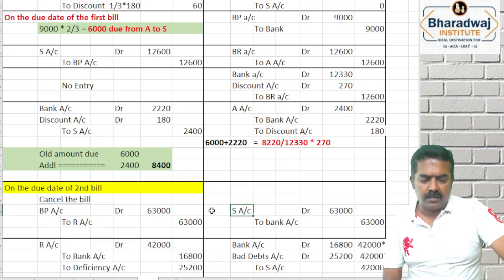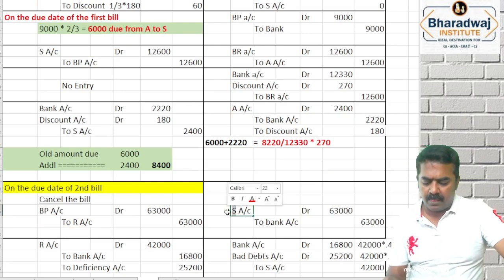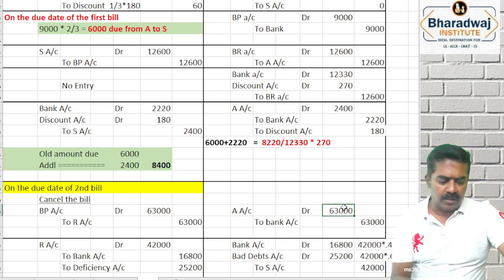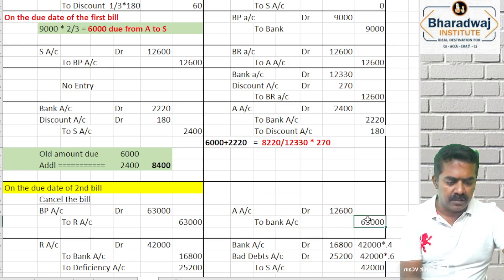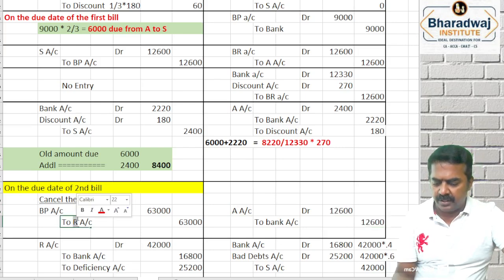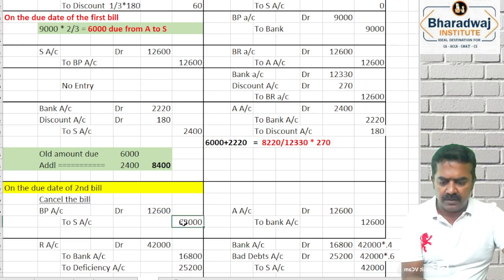On the date of the second bill, cancel the bill. A account debit to bank, எவ்வளவு cancel பண்ணும்? 12,600 you have to cancel. A bills payable account debit to yes account. 12,600 you cancel.